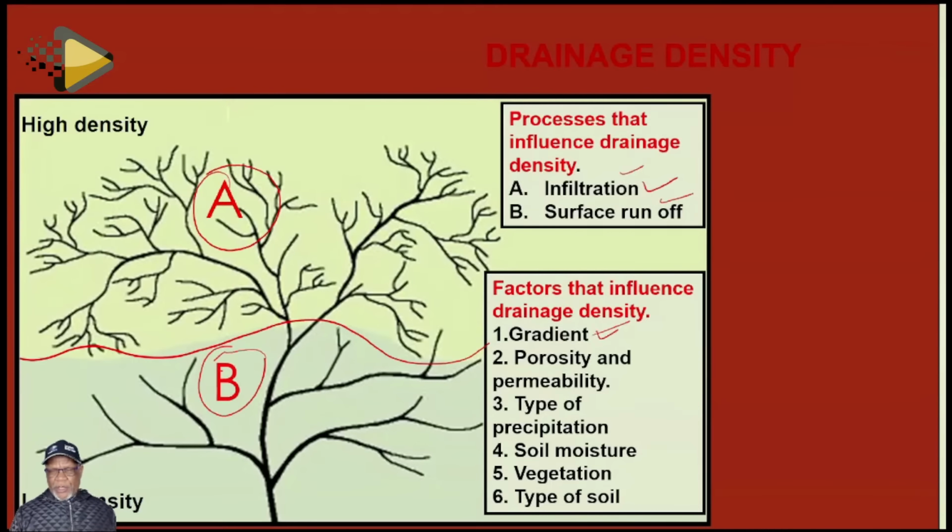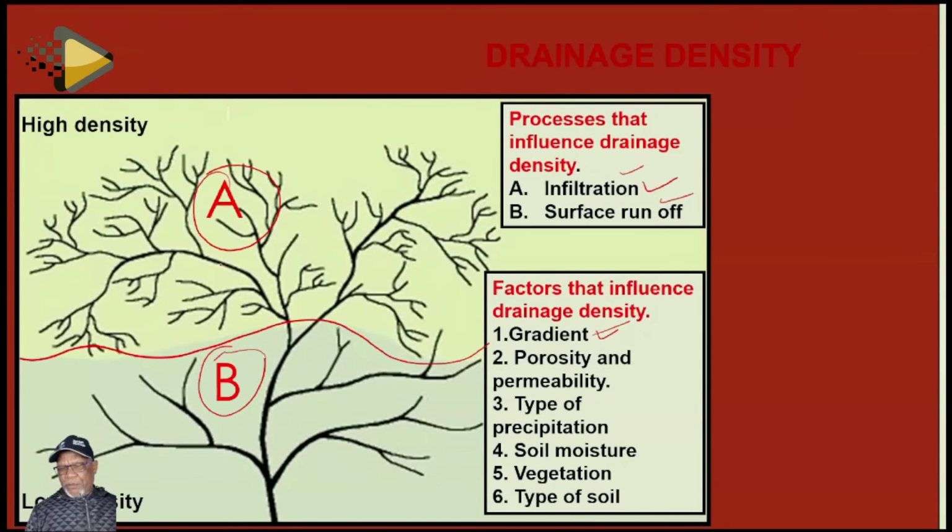And then soil moisture. What does it mean, soil moisture? It means at A, the soil is saturated. And because the soil is saturated, what do we mean saturated? The soil is full of moisture. And therefore, there's going to be less infiltration, but there's going to be more surface runoff. That is why A has higher density than at B.